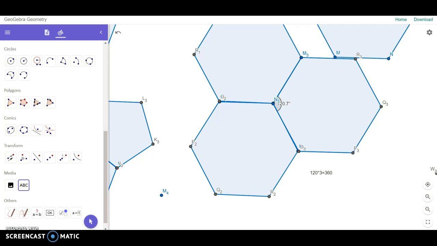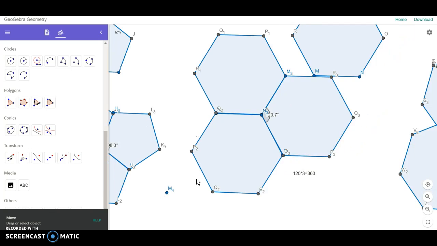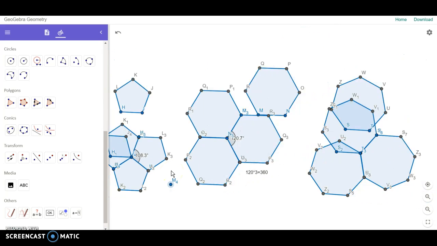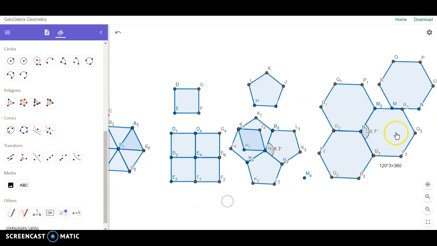So I think what we can conclude from this exercise is that if the interior angles of the polygon will add up eventually into 360, then they will tessellate. So our only options for regular polygons are equilateral triangles, squares, and hexagons. Okay? That's what we have proven with our interior angle conjecture for this activity.